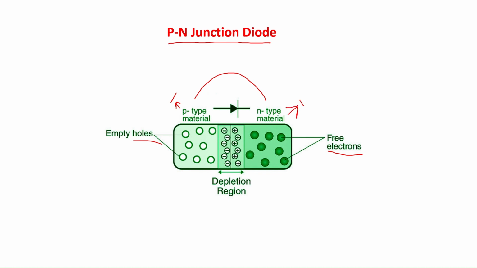This is the symbol for the PN junction diode. This is the positive terminal of the PN junction diode, and this is the negative terminal of the PN junction diode.